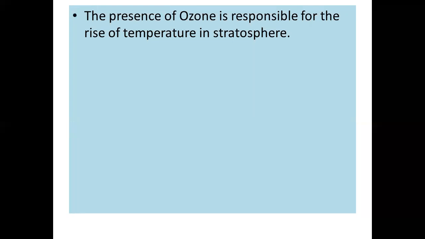As I told you, when we are moving from bottom to top, the temperature decreases, but the reverse takes place in the stratosphere. Instead of decreasing, the temperature increases. So they told you the reason why this increase in temperature takes place. Ozone is present in the upper layer of the stratosphere, which increases the temperature. The presence of this ozone is responsible for the rise of temperature in the stratosphere. That is the importance of ozone.